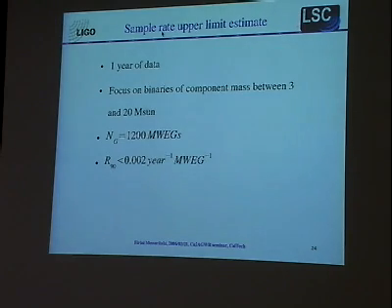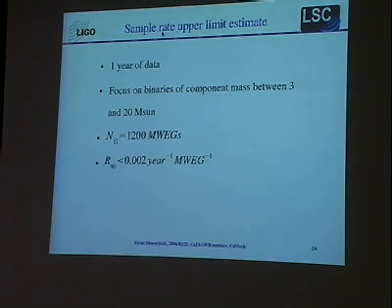So again, I wanted to get an estimate of what sort of upper limit we can expect from S5. If we assume 1 year of data, and we focus on binaries of component mass between 3 and 20 solar masses, so that the estimate I have for S5 is not completely unreasonable, we get that the rate at 90% confidence would be less than 2 times 10 to the minus 3 per year per Milky Way equivalent galaxy.